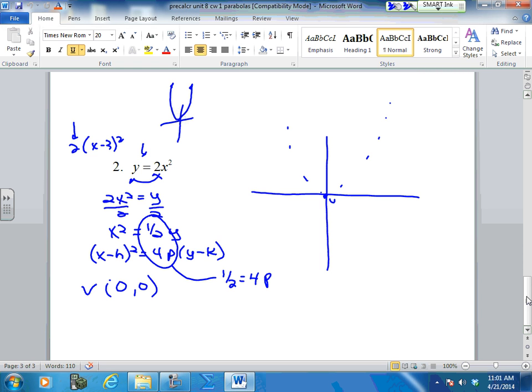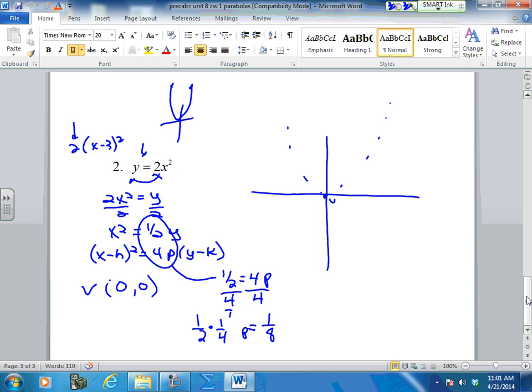Okay? Is my p going to be positive or negative? My p is going to be positive, right? So now I have to find out what my p is. So I pull this out and I divide. 1/2, keep, change, flip, this over. So P is equal to what? 1/8. Yep. It's a very tiny distance up and down.